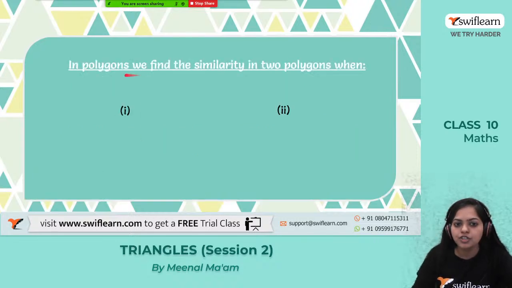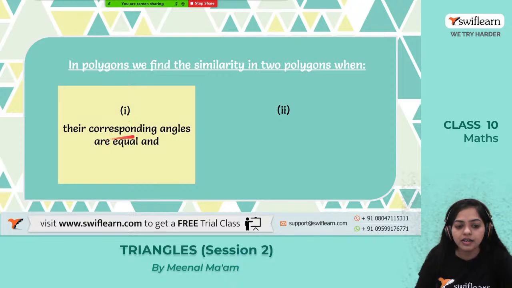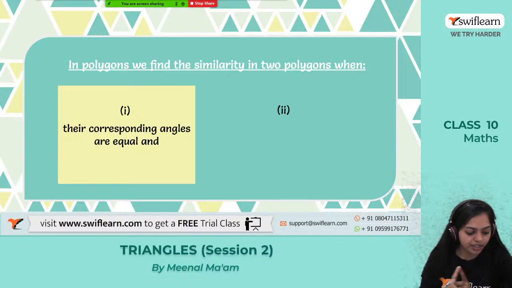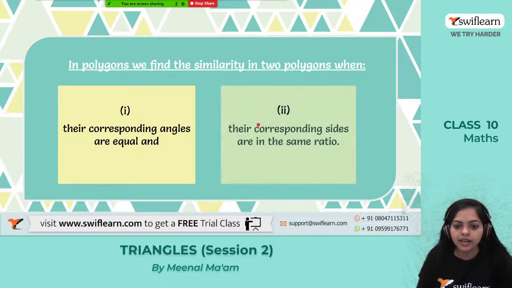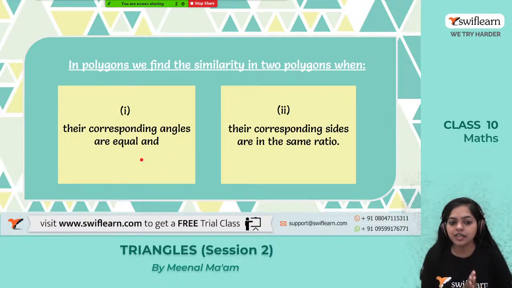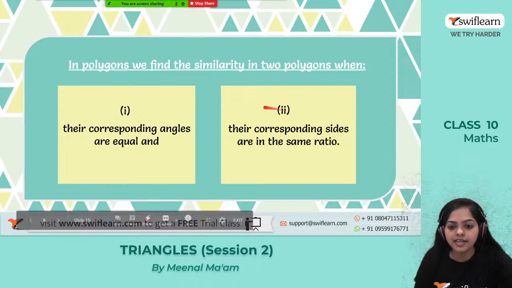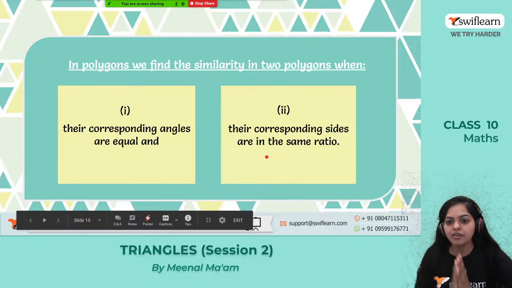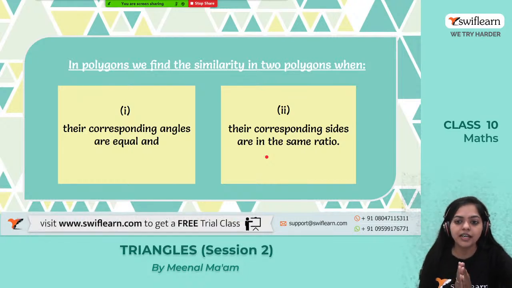Let's have a look. In polygons, we find the similarity of two polygons when the first condition is that their corresponding angles are equal. Got it? Okay. And what about the second condition? Their corresponding sides are in the same ratio. So the first condition is that corresponding angles are equal and the second condition is that their corresponding sides are in the same ratio. Got it everyone? So this is the condition for similarity in two polygons.